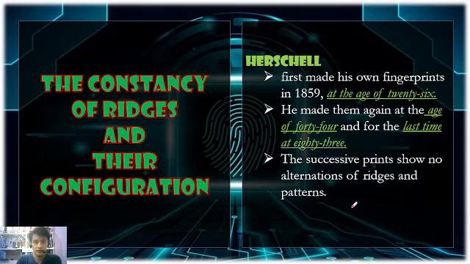And then we have here the study of Herschel. He first made his own fingerprints at the age of 26. Then after years, he made them again at the age of 44. And the last time he took his fingerprint, at 83, he found out that his fingerprint doesn't change. It remains constant. So that was the experiment of Herschel.